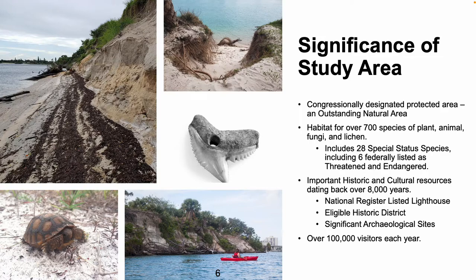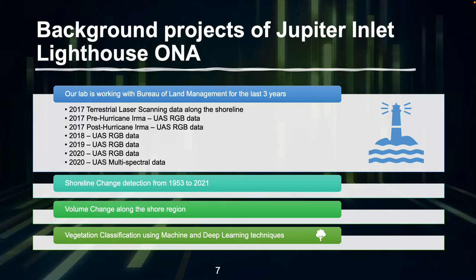Elaborating on the significance of the study area, there is an impressive number of species living in the ONA. From the most recent BLM report, the ONA is home to over 700 species, out of which 28 are considered to be the special status species. Apart from that, the ONA receives an average of 100,000 visitors per year. So if no one takes care of or monitors the loss of shoreline and erosion, as evidenced by the map shown previously, there will be no ONA to visit, to inhabit, or to enjoy.